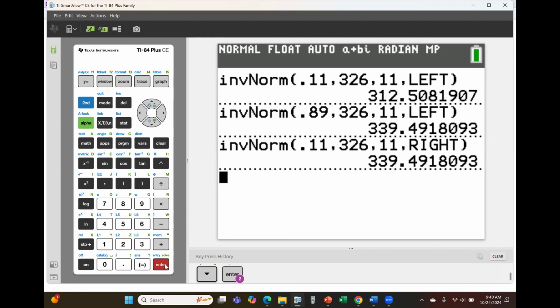So 11% of the weights are above, and in this case, it's 339, correct, to the nearest whole number, because the first decimal place is a 4. So you're just going to truncate, drop all those decimal places to round off to the nearest whole number. Okie dokie.